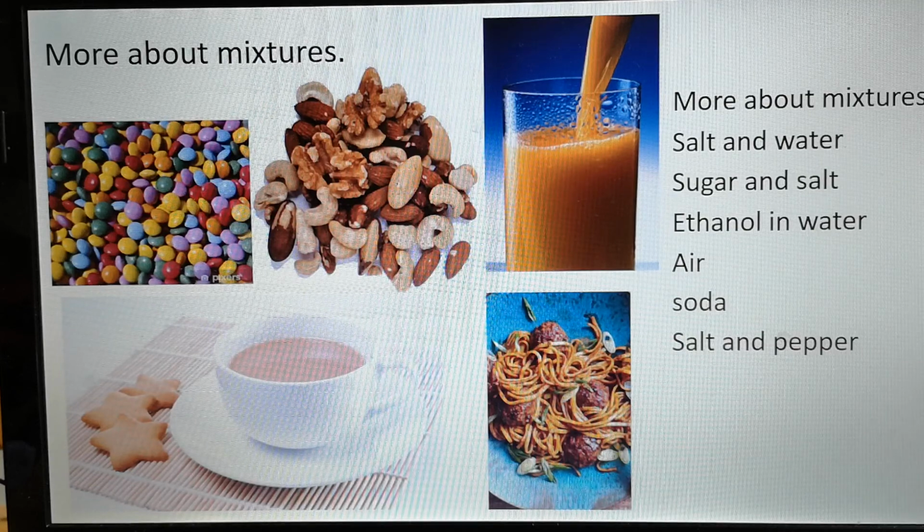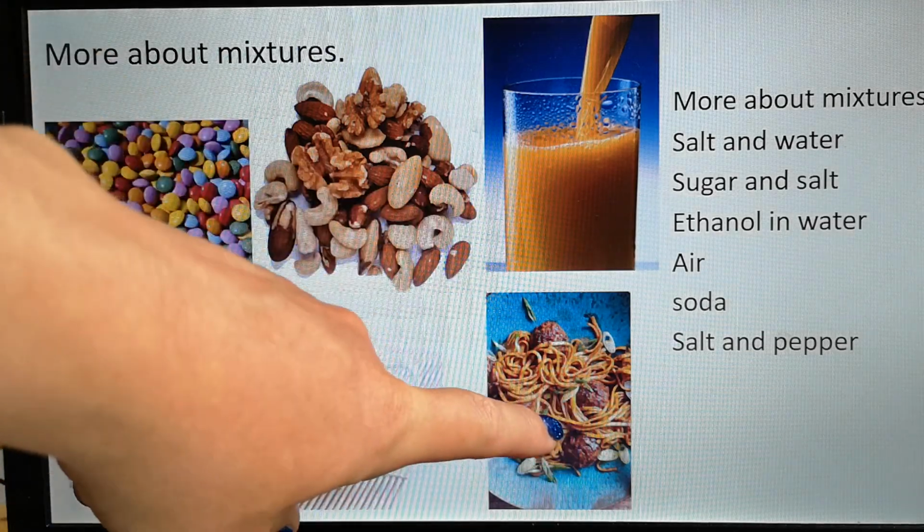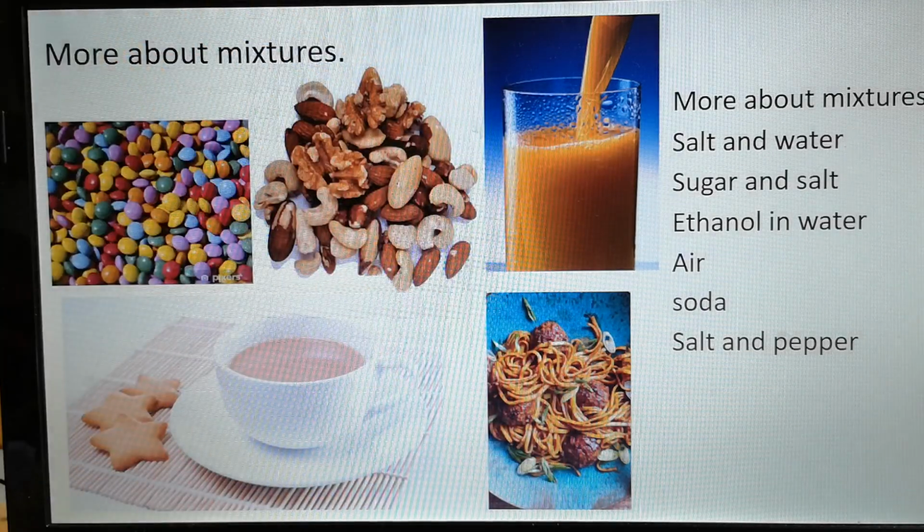Okay? And there's lots and lots of different mixtures. You can see a few here. We've got Smarties, a cup of tea, spag bol, mixed nuts, orange juice. Over this side, we've got some more chemistry-like ones: salt and water, sugar and salt, ethanol, which is alcohol, in water, and air. The air that you breathe is a mixture. So there's lots and lots of mixtures.